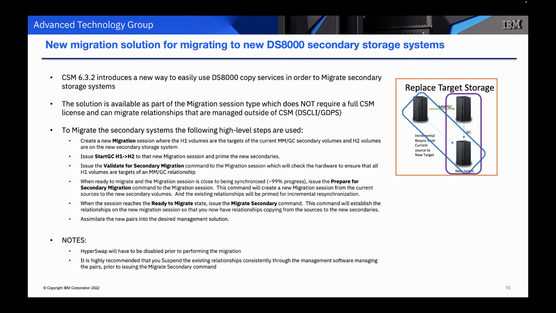Next, after your replication for the purple session has reached about 99% to 100%, whatever, it's pretty close to synchronized, you can issue the prepare for secondary migration command. What this does is it'll redo that validate secondary migration check, make sure that they're all targets and it's cascaded. But then it will also set up a bitmap on the source volumes so that it can prepare for incremental resync, and set up the blue session, which is a new migration session where your sources are your existing sources and your targets are your new targets. So now in CSM, there's a new migration session depicting that.